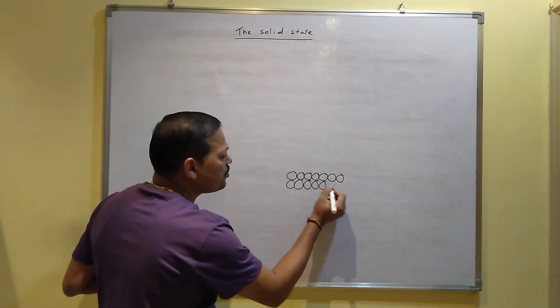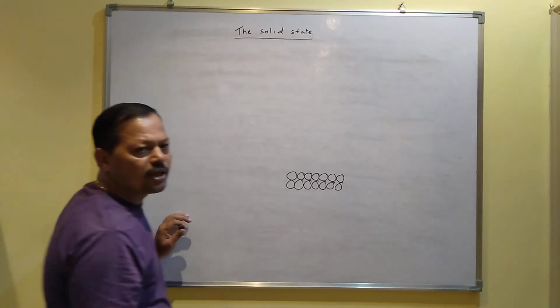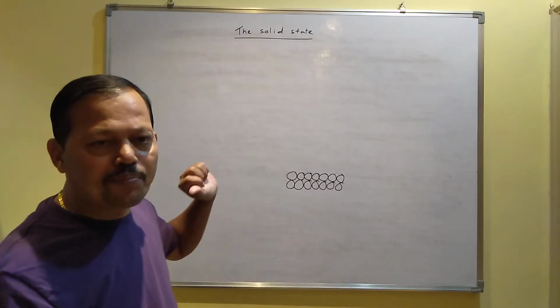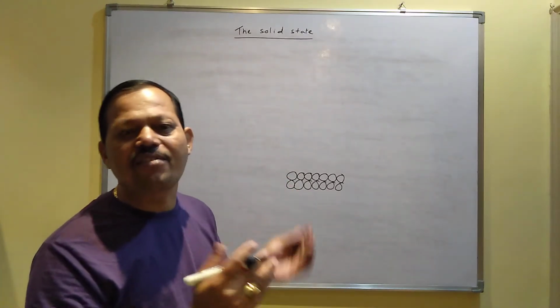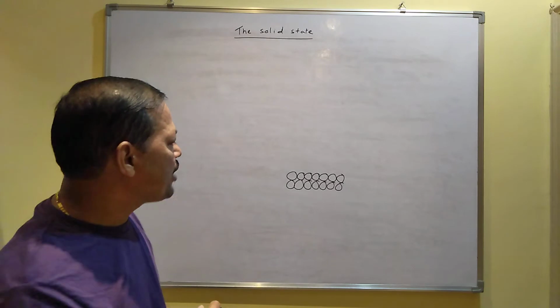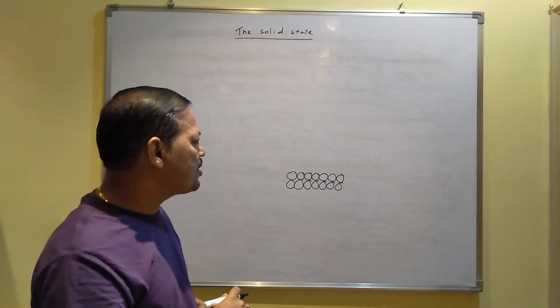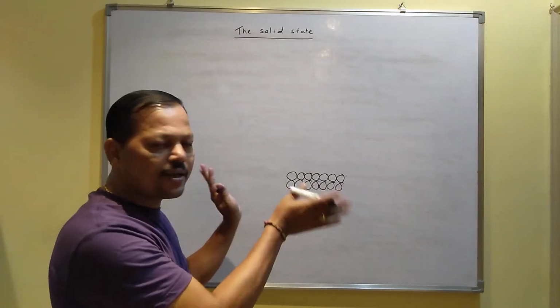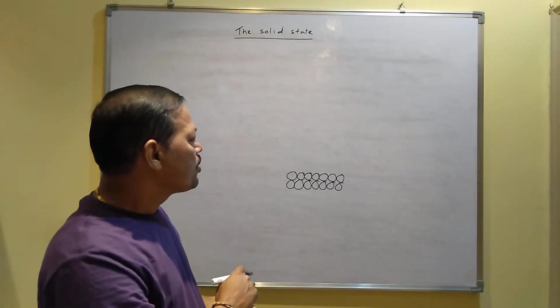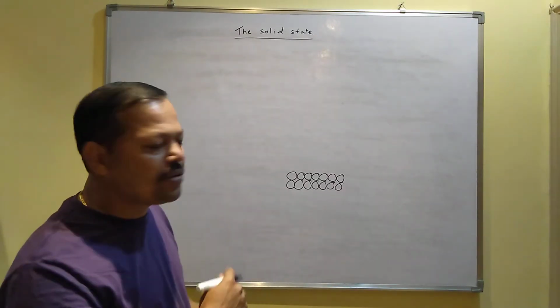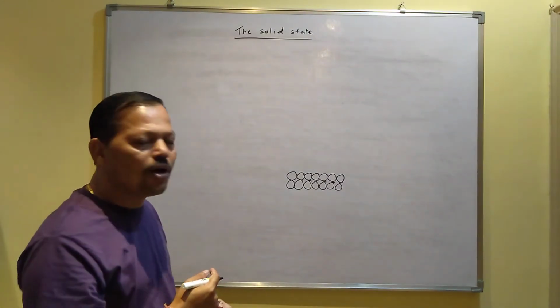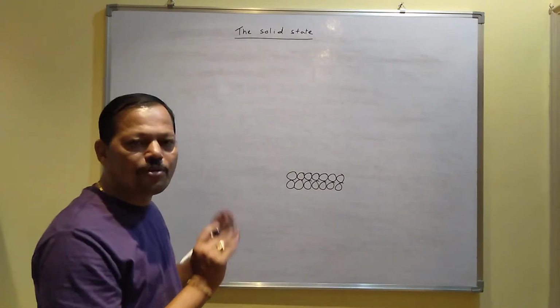So due to this attachment, you will get a definite shape and a definite volume for the solid. Actually, solid has a three-dimensional structure. So on the board I can show you only the 2D, and you have to imagine the structure. You will get different types of structure of solid. All are 3D structures, so you have to imagine it.